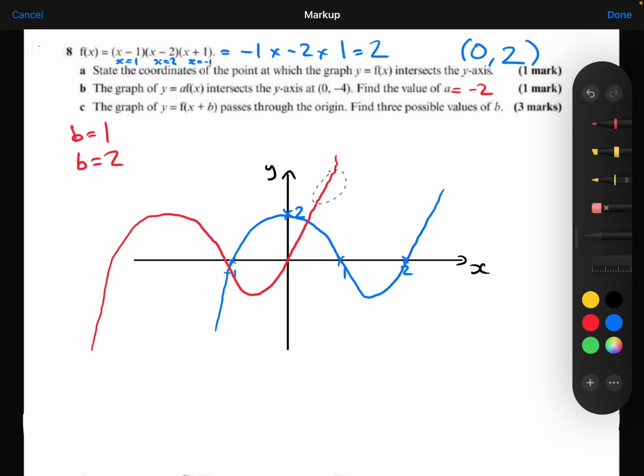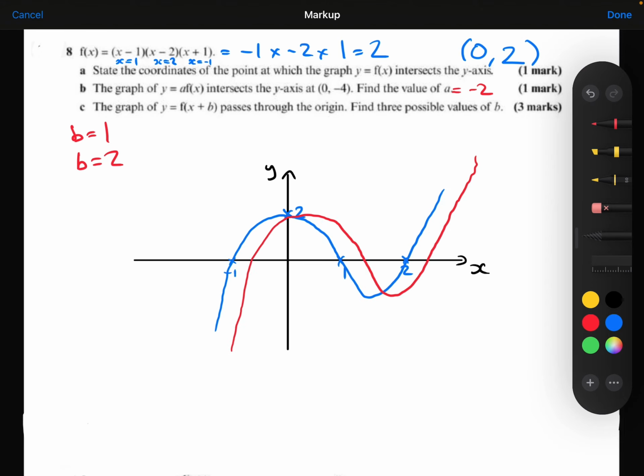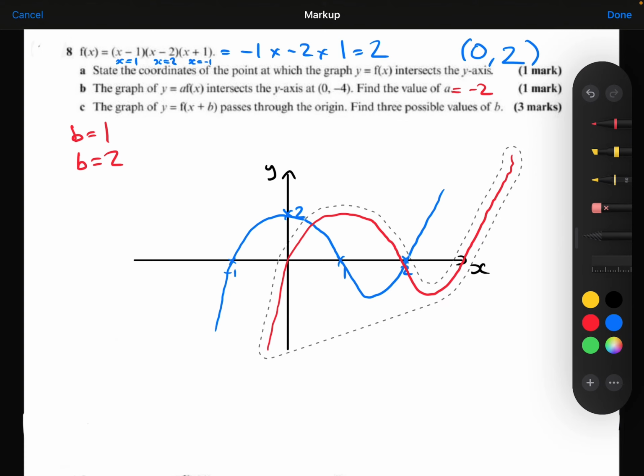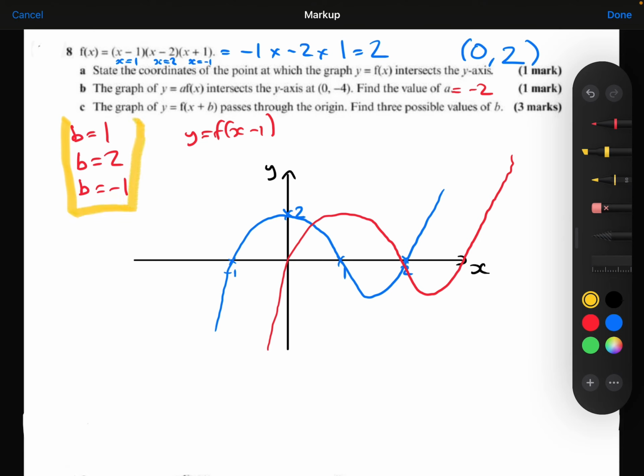The final option would be if it had moved the other direction, 1 unit in the positive direction. That would be if b was minus 1. If we had y equals f of (x minus 1), that would be saying to move 1 square in the positive x direction, because again, we always do the opposite. X minus 1 on the inside means we add 1 to all of the x coordinates. So these are the 3 possible values of what b could have been, so that f of (x plus b) passes through the origin.